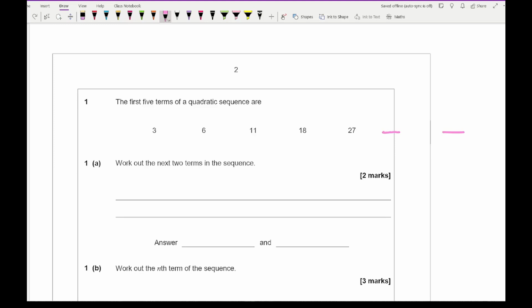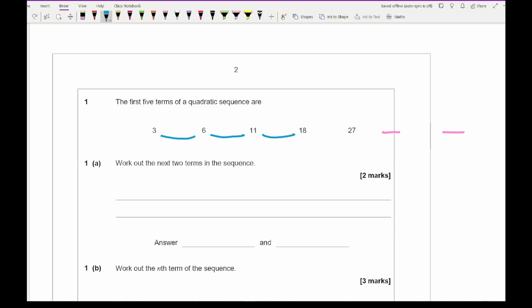Do you need to work out the nth term? No. Could you? Yes. But again, it's not essential for this because obviously it's very, very time consuming. So because I know it's a quadratic sequence, it basically means that the double difference is going to be the same. So what I need to do is work out what that double difference is going to be.